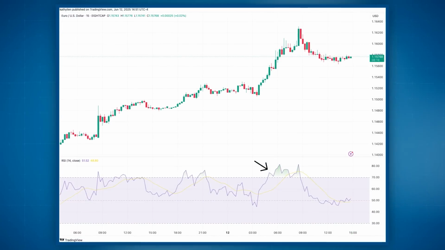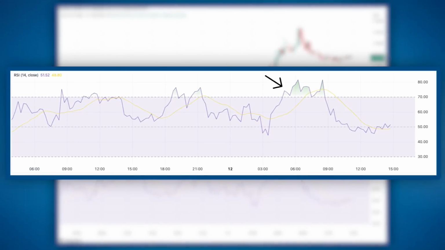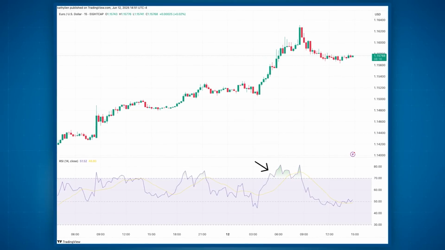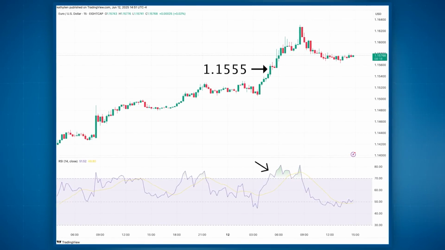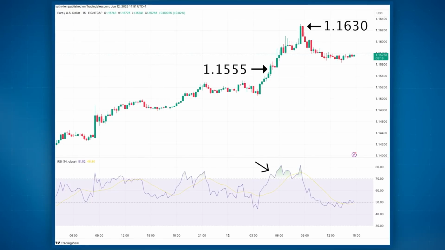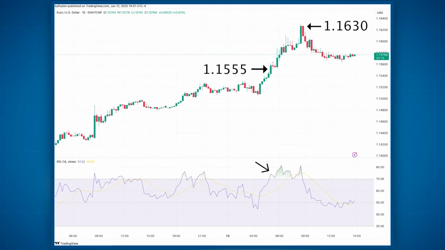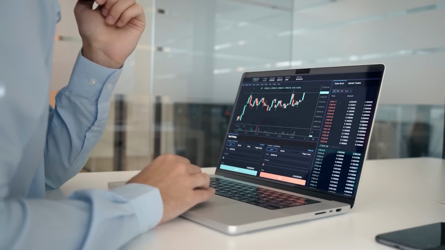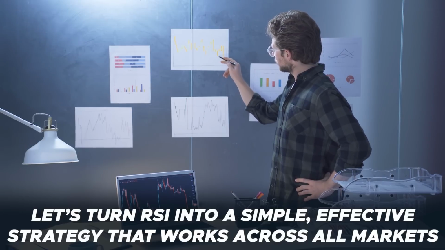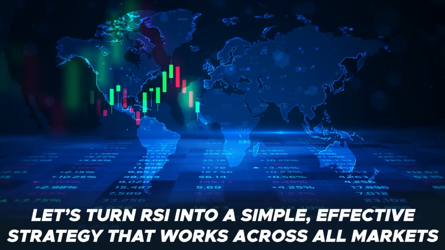Here's a 15-minute chart of euro-dollar. Here you can see that the RSI rose above 70 into overbought territory. And if you sold the first candle close above 70, you would have actually sold euro-dollar around 115.55. Take a look. It shot up above 116.30 in a matter of hours with very little move in your direction. Any trader using RSI this way is making a big mistake. Now, let's see how we can turn RSI into a simple but powerful trading strategy that works in any market.